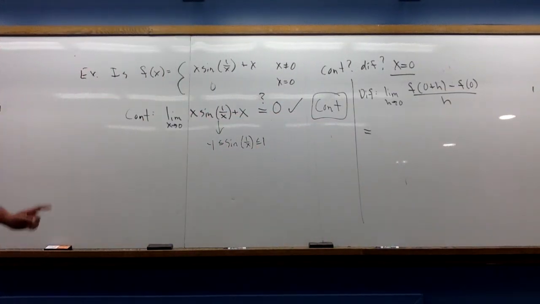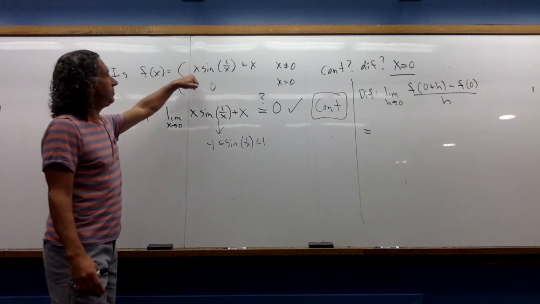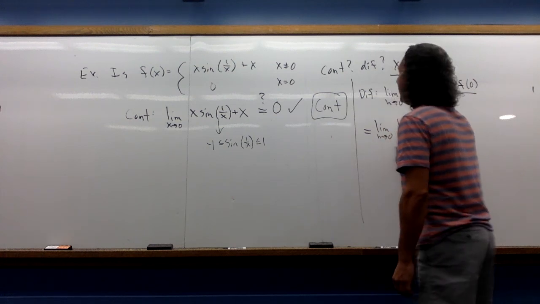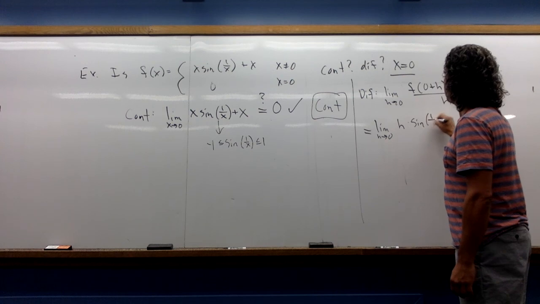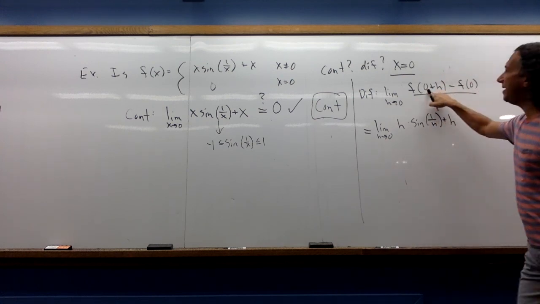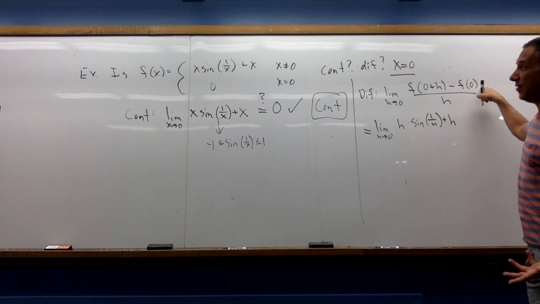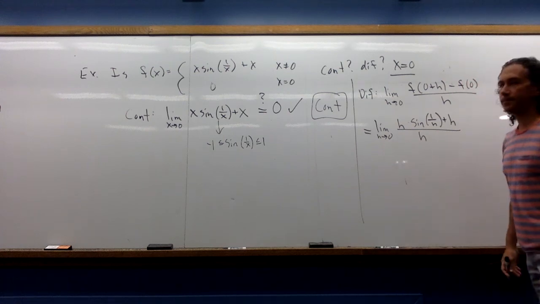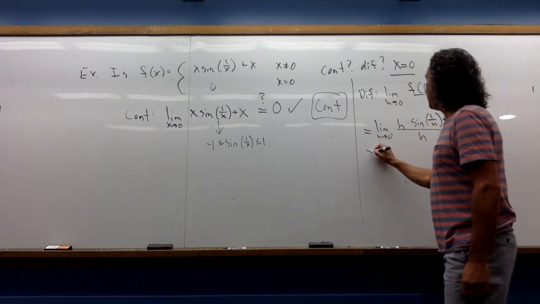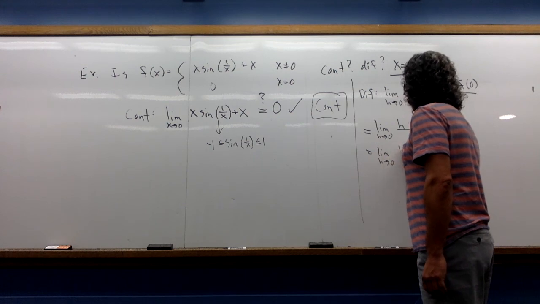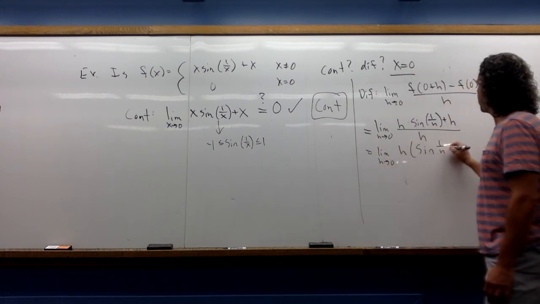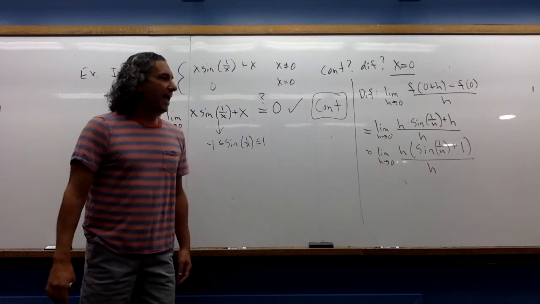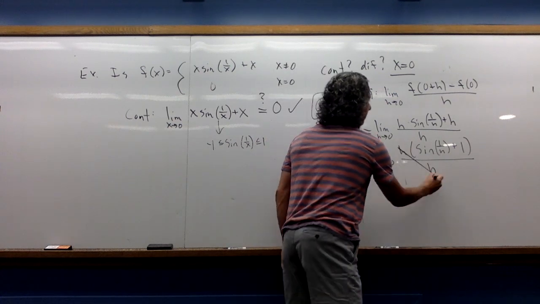Well, that first guy is f of h, and h is not 0, so I'm going to plug h into this piece. So we have the limit, h goes to 0, of h times sine of 1 over h plus h, that's this guy, minus f of 0, well that's just 0. And we're going to divide that by h. This is the limit as h goes to 0 of h times sine of 1 over h plus 1, and just pull the h out. And then I can cancel these h's because h is not 0.